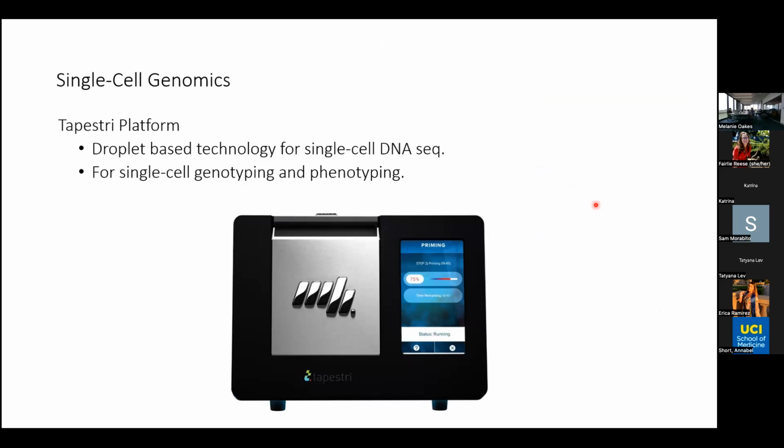And we have a platform called Tapestry, and it's, again, another droplet-based technology, and that one looks kind of like this. And for this platform, you can do DNA as well as protein. And so that's why people like this. It's got 2 chambers, and that's because it makes the emulsion twice. So I'll show you that in the next slide.